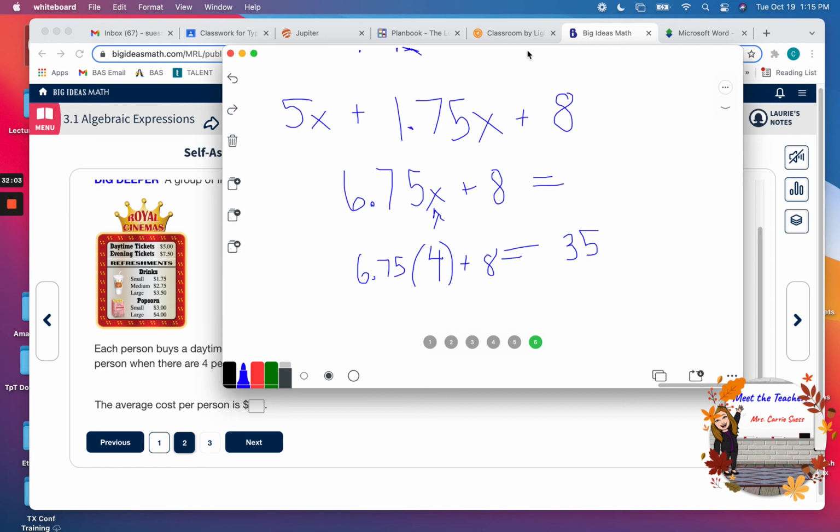If I paid for all this and then had you guys Venmo me what you owed, I would take the total amount of money I spent and divide it by how many people showed up. So what is 35 divided by 4? 8.75. So each person is going to Venmo me $8.75.